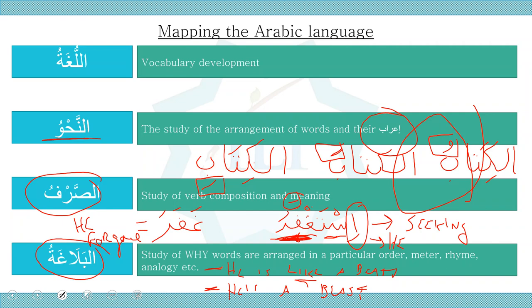So to say he's a beast, man, he's a beast, is a much more powerful expression than he is like a beast. So in the Arabic language, similarly, you'll learn nahu, how to put words together, but al-balagha teaches us that there are many different ways that words can be put together to have meaning, but which way is the best way? And this is where the Quran excels, and this is where you really get the sweetness of the Quran. Although you'll get the sweetness of the Quran through nahu as well, the balagha is where it really excels.